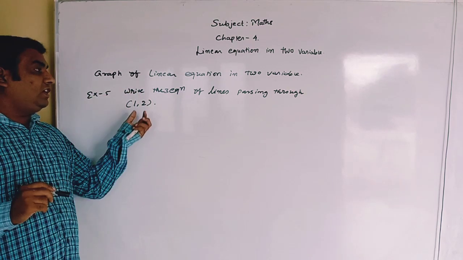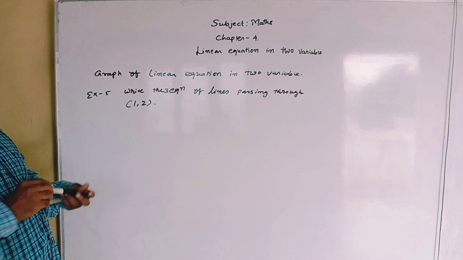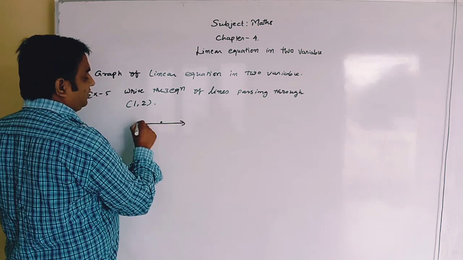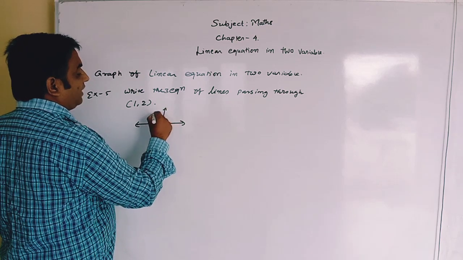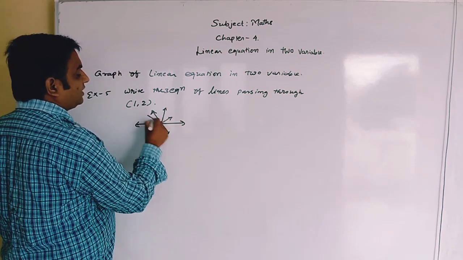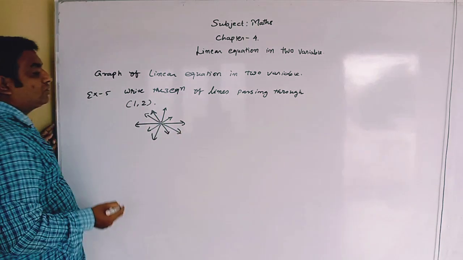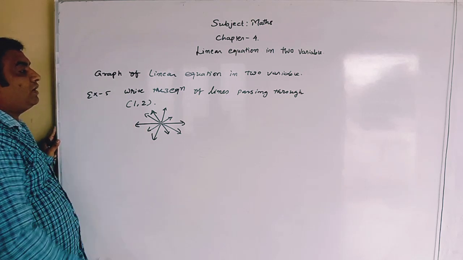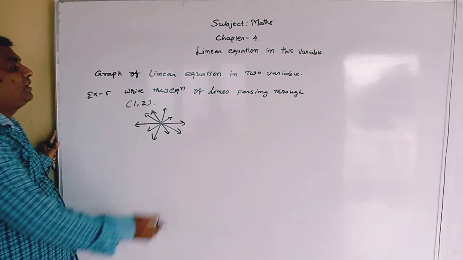We have already studied in chapter 5 that through a single point infinitely many lines pass. We cannot count how many lines pass. We can draw a line in any direction, and all these lines can pass through it. So through a single point, infinitely many lines can pass, so we will not be able to write all the equations.